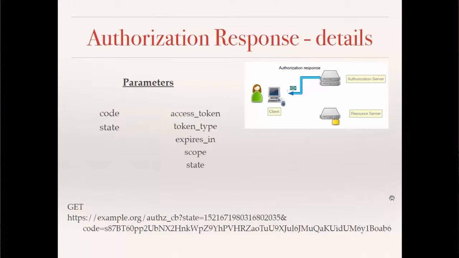I placed the parameters here in 2 groups. And that's because the group on the left-hand side, from your point of view, is when you're using the code flow. And the one on the right-hand side is when you're using the implicit flow, the token flow. But we're dealing with the code flow here. So you get back code, and you get back the state value that you specified in the request. So you can map this into what you have been doing beforehand.